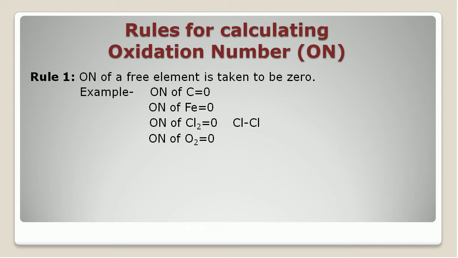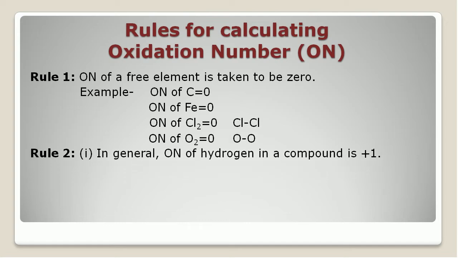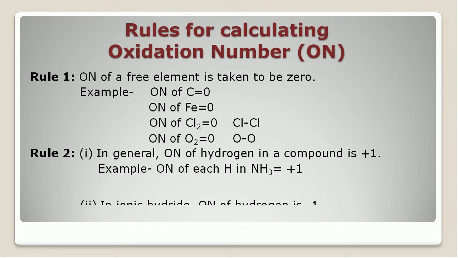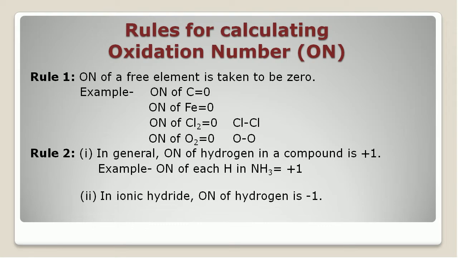The second rule says that in general the oxidation number of hydrogen is +1. For example, in ammonia there are 3 hydrogen atoms and each hydrogen has an oxidation number of +1. But in ionic hydrides, the oxidation number of hydrogen is -1. For example, in sodium hydride, the oxidation number of hydrogen is -1. And sodium hydride is an ionic hydride because its components are in the form of ions.